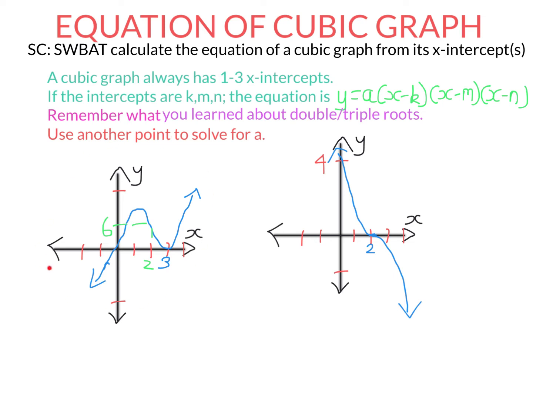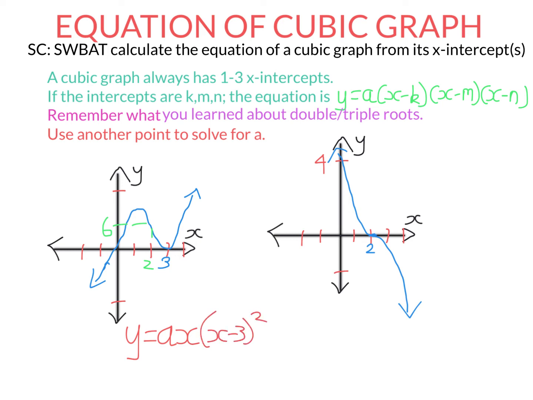So let's find the equation of this cubic here. Always start off with y equals some number a, times x minus first intercept. Well, this intercept is 0. x minus 0 is just x, so I can just write it like this. Now note here that 3 is a double root because it bounces. So it'll be a x times (x minus 3) squared.